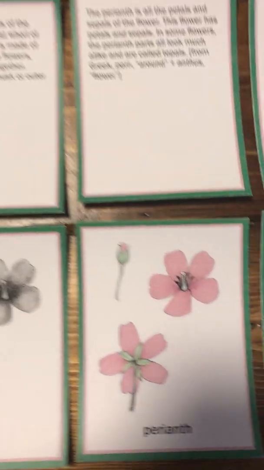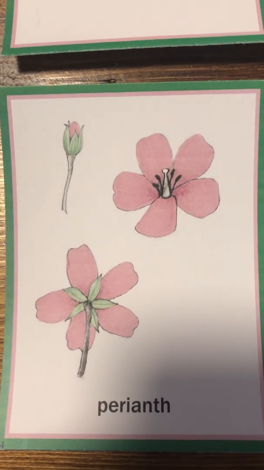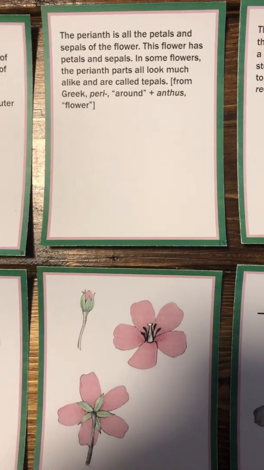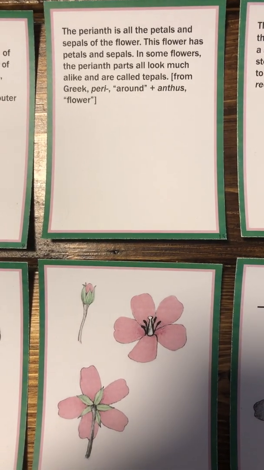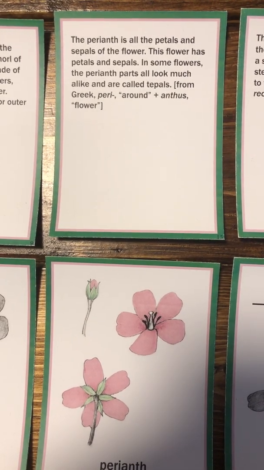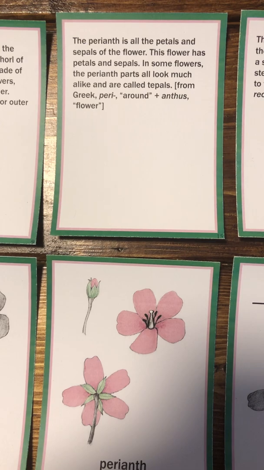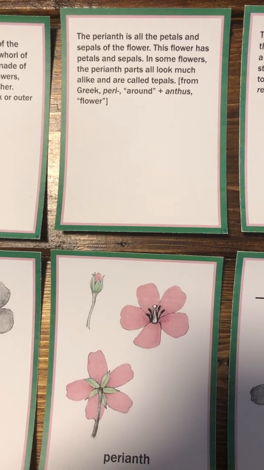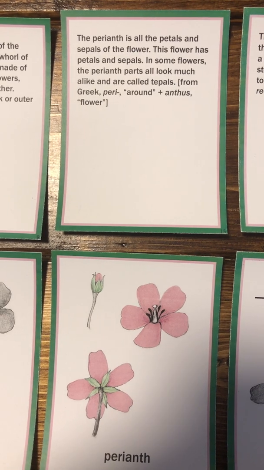Okay, on to our next. The perianth. The perianth is all of the petals and sepals of the flower. The flower has petals and sepals. In some flowers, the perianth parts all look much alike and are called tepals.